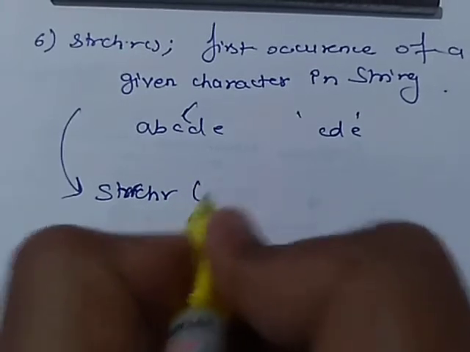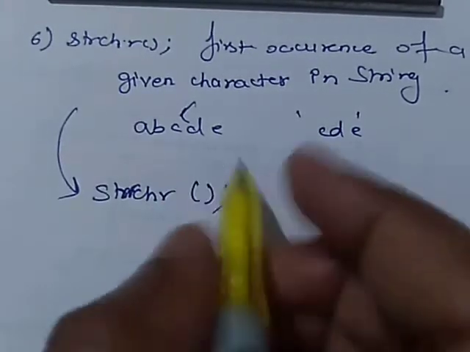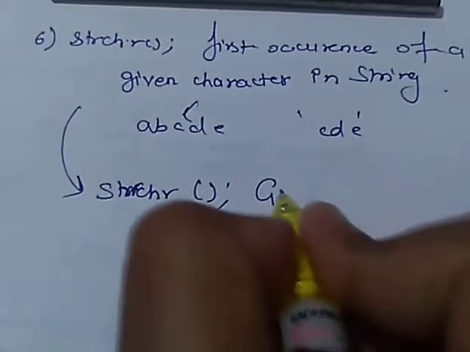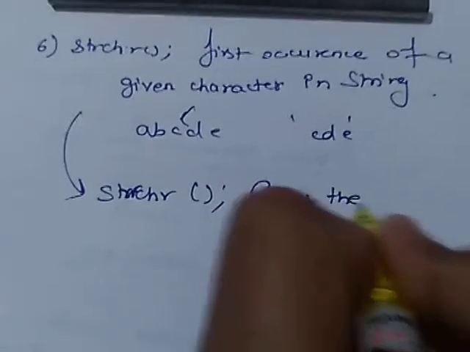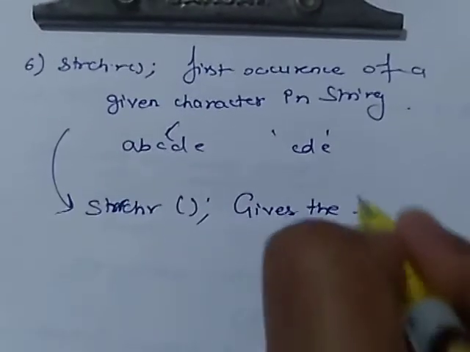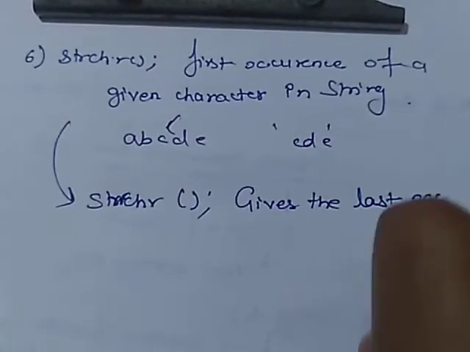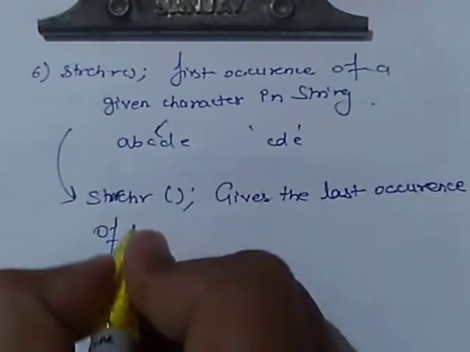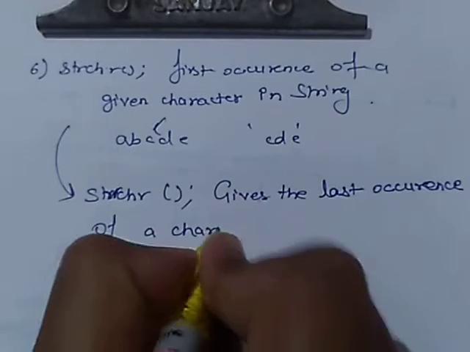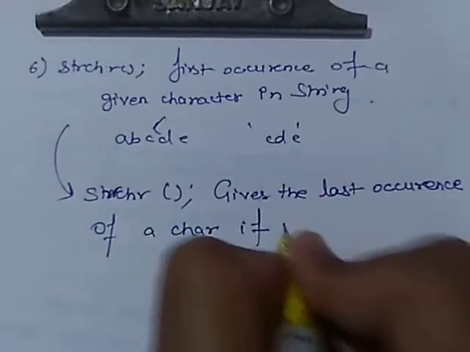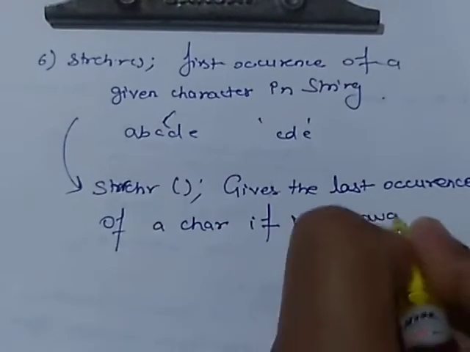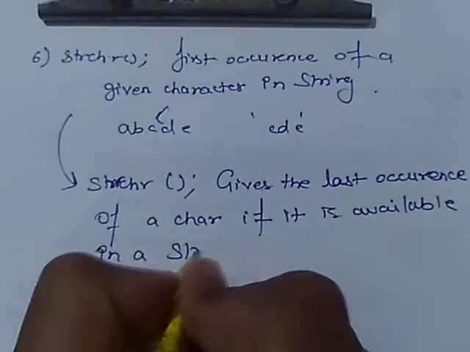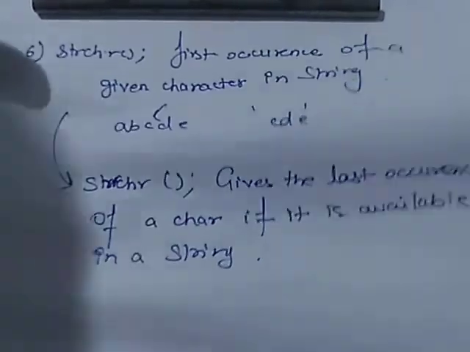Now this function has one variant also, that is strrchr. This function gives the last occurrence of the given character if it is available in a string.